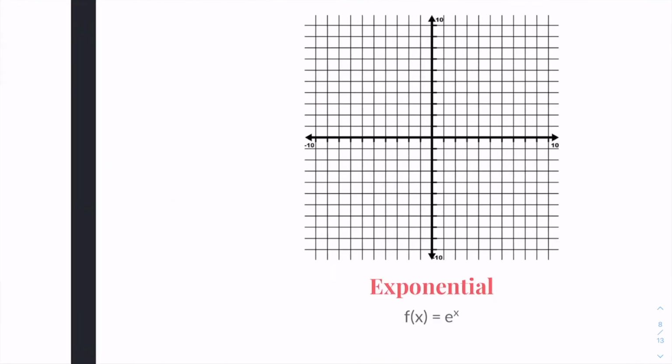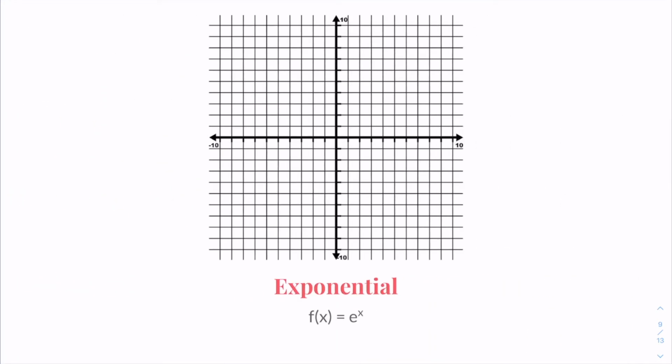All right, our next parent function, exponential. You worked with exponential functions a lot in Algebra 1. You might have been familiar with a times b to the x, or maybe just b to the x. Well, here, our parent exponential is f of x equals e to the x. e is a famous constant, Euler's constant. It's approximately 2.718. It's a famous irrational number.